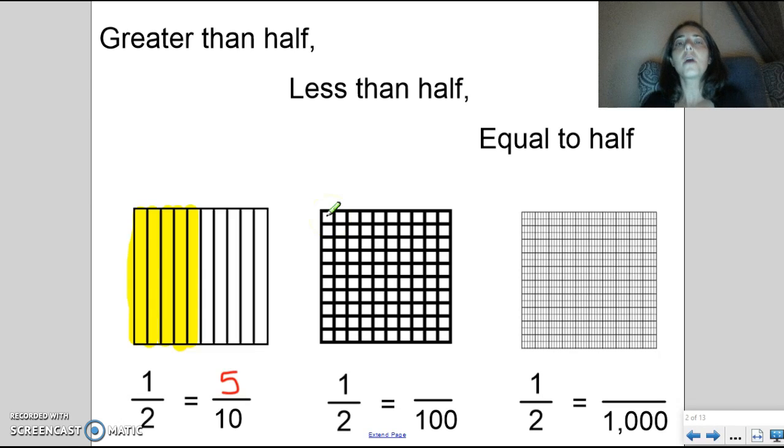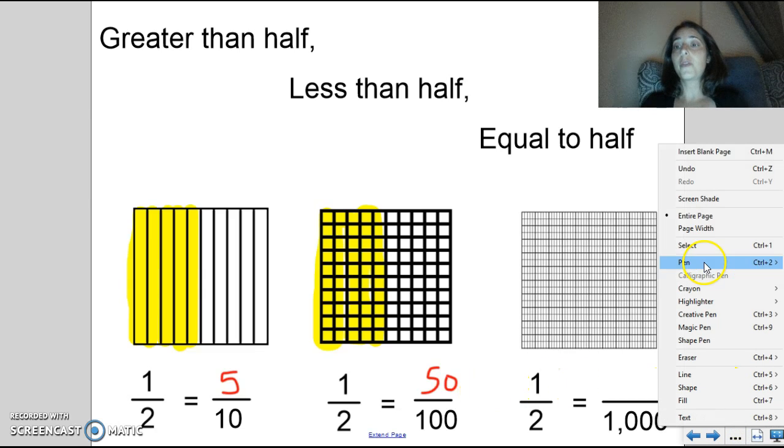For this next one, it wouldn't be 5/100ths. It would require more out of these 100 pieces to make half. It would actually be 10, 20, 30, 40, 50 of these hundredths it would take to equal exactly half of this candy bar, half of this cupcake.